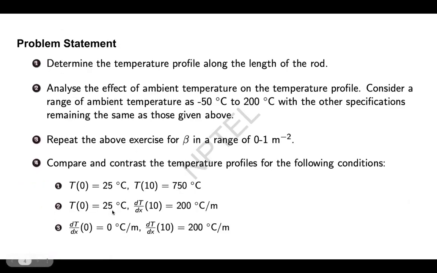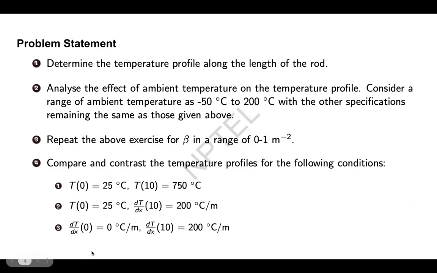Now the second sub question is we are fixing the first end of the road remains at 25 degrees Celsius, but at the other end of the road, it's not the temperature, but the temperature gradient has to be 200 degrees Celsius per meter. So there is a difference here.